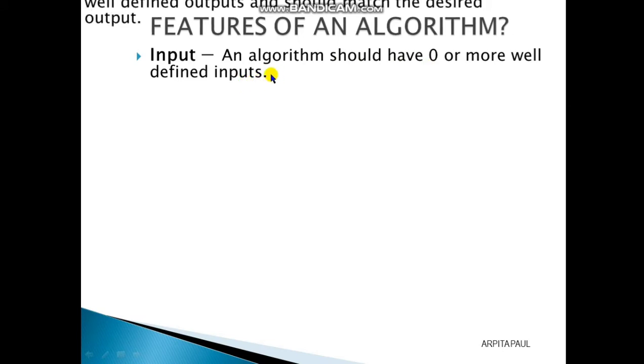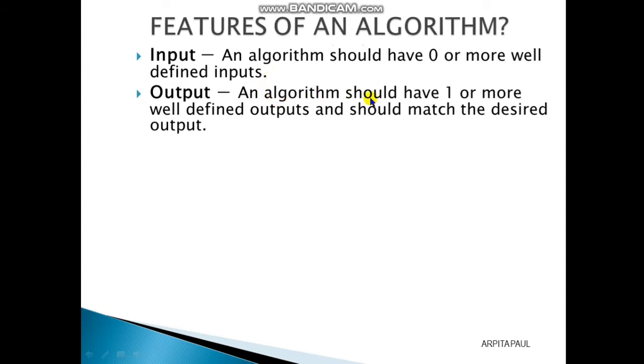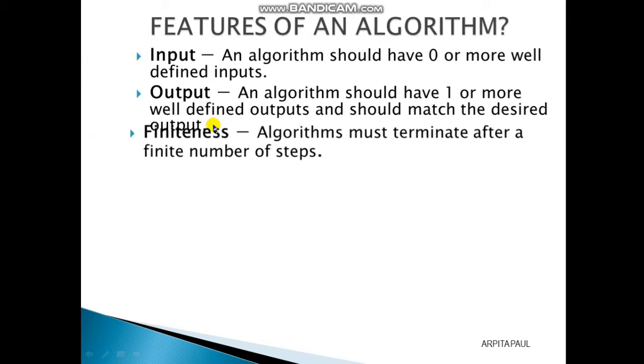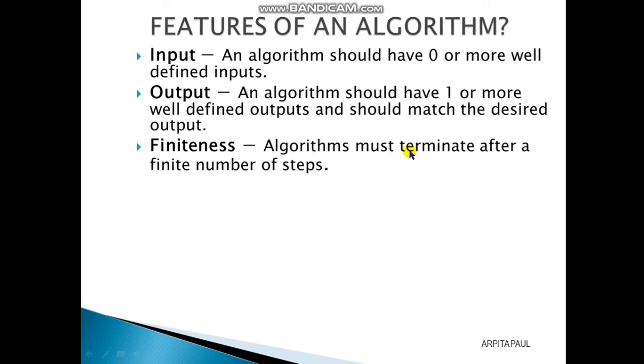Next one is output. An algorithm should have one or more well-defined outputs and should match the desired output. So basically it should produce one or more outputs and it should be the desired one, that means the correct one. Next one is finiteness. Algorithms must terminate after a finite number of steps. It means it will stop somewhere. After a finite number of steps it will end. It cannot be infinite.